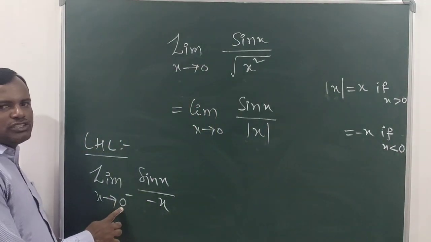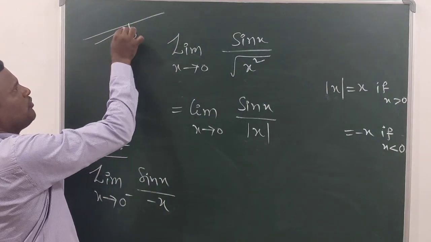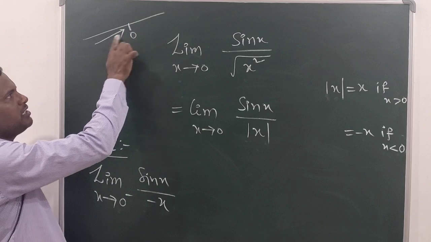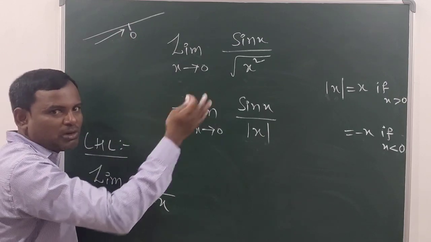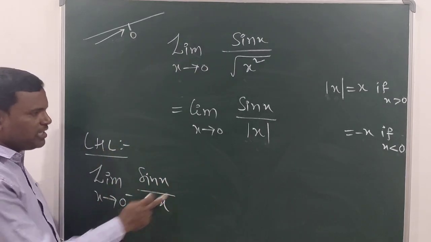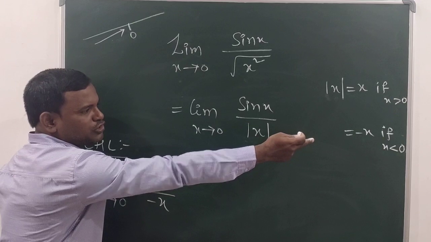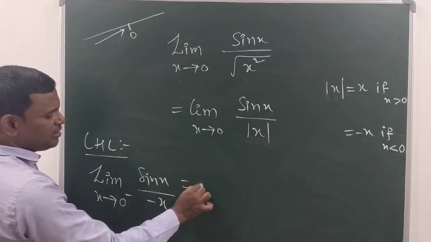Here x is approaching 0. Here this is the number line, 0. x is approaching 0 from the left side. Left side means our x value will be negative, very close to 0 but smaller than 0. Smaller than 0 means negative values, no? So confirm that the x value is negative. Negative means it should be written as minus x. Write this minus outside.